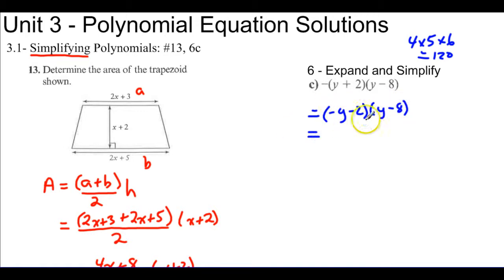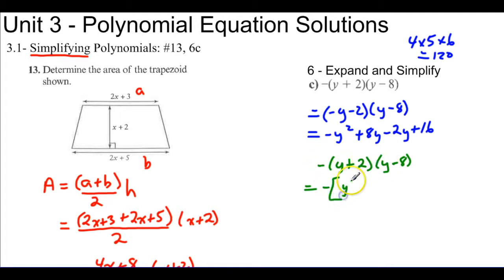And then negative y times y is negative y squared. Negative y times negative 8. Negative 2 times y. And negative 2 times negative 8. And super quick, if I had done this another way, and I tend to do it this way most of the time myself, I just leave the negative out front to be the last step. And so I could just leave the negative there. y times y is y squared minus 8y plus 2y minus 16.